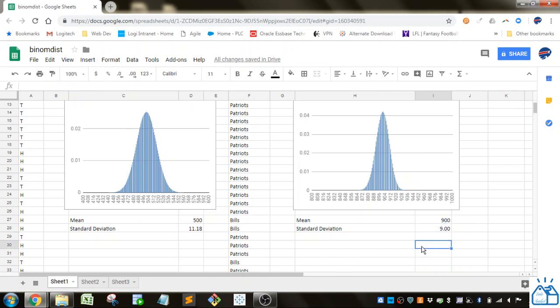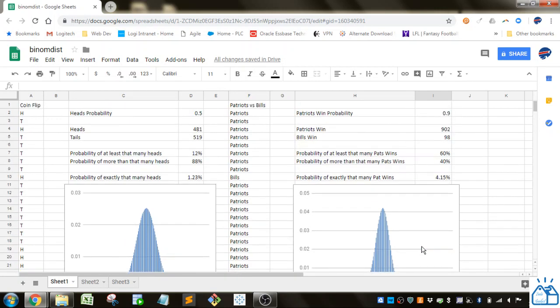All right, so that's how a binomial distribution behaves, and you can calculate the different probabilities with Google Sheets. I hope you guys learned something, and you can now calculate probabilities of things that can occur with two outcomes.